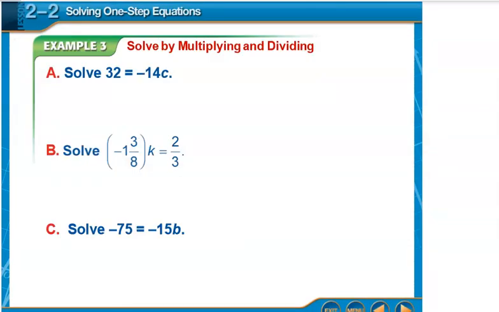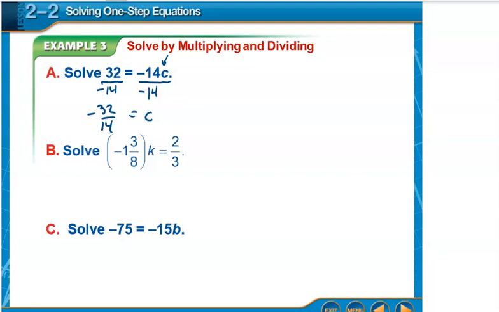I have C right here. What's happening to the C? There's a multiplication going on right there, negative 14 times C. So to undo that, I'm going to divide the C by negative 14, because if I do that, I will get just C on this side. But what you do to one side, you do to the other side. So this is now negative 32 over 14.